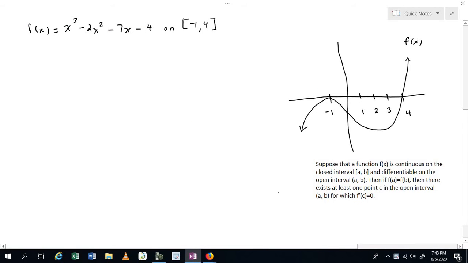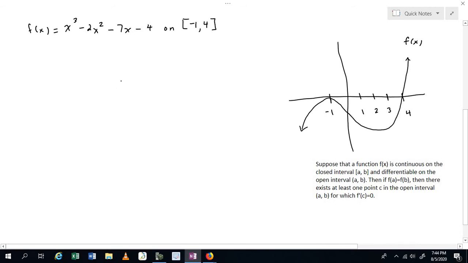So first of all, this is Rolle's theorem. Rolle's theorem says, suppose that a function is continuous on the closed interval from a to b and differentiable on the open interval from a to b. Then if f of a is equal to f of b, then there exists at least one point c in the open interval from a to b for which the derivative at c is 0.